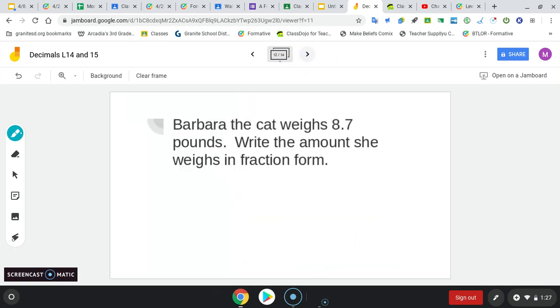Barbara the cat weighs 8.7 pounds. Write the amount she weighs in fraction form. Okay, so again, you have the decimal, you got to put it in fraction form. So whole number, right, goes first, and then your tenth second. Okay, so since we're dealing with tenths, if you type it on the formative, you would do 7/10 for your numerator and your denominator.